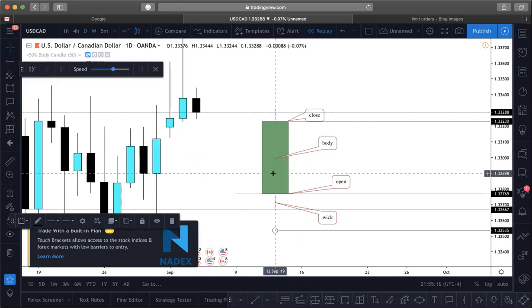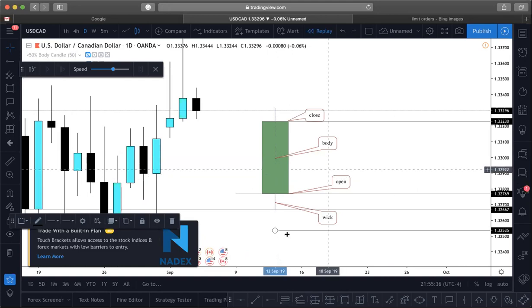You understand? So if it closed under where it opened, that means the market was going down, because it closed on a lower level than it opened. That is what determines the color of the candle. So if it had closed below where I have this open here, it would have been a bear candle, it would have been red. You understand? You can zoom in on the screen if you're not seeing clear.